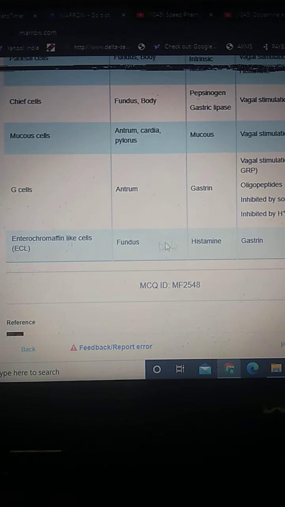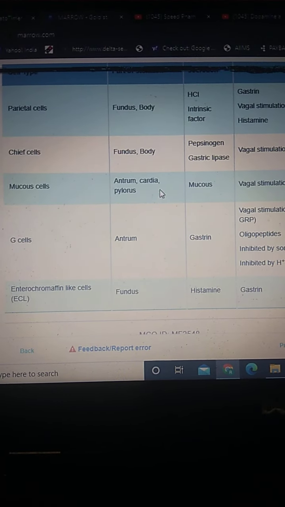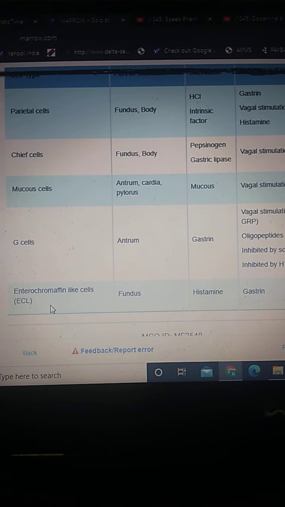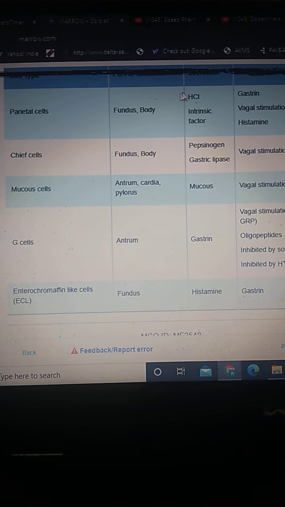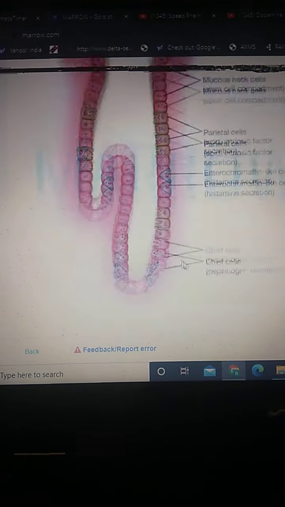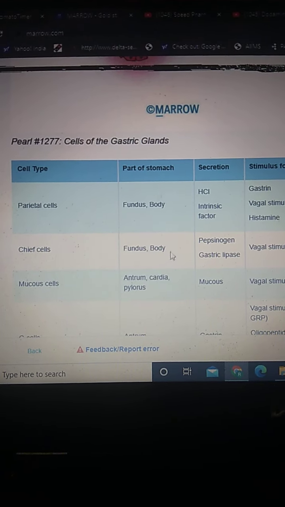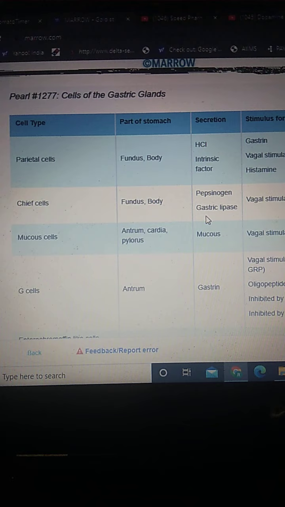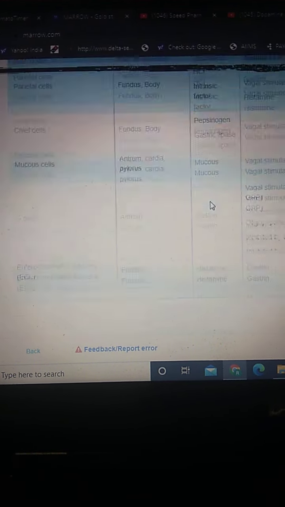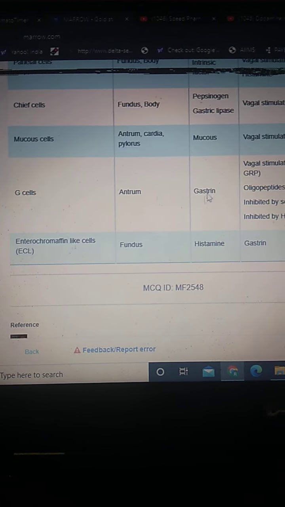Enterochromaffin cells are present in the fundus again. So the mucus is secreted in the antrum, cardia and pylorus. Parietal cells and the enterochromaffin cells are present in the fundus. The parietal cells will secrete HCl and intrinsic factor, and the enterochromaffin cells will secrete histamine. And the last is the chief cells, present mainly in the body and fundus. They secrete pepsinogen and gastric lipase. Apart from this, we have a separate type of cells called G cells, which will secrete gastrin.